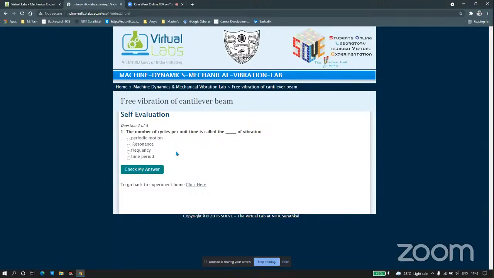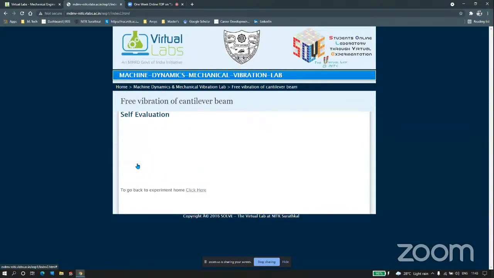Here the number of cycles per unit time is called the dash of vibration. Anyone can answer the question in the chat box, or you can unmute your mic. Okay, the answer is frequency. Similarly, you will get a few more questions. You can answer them, then you can move on to the experiment by clicking here.